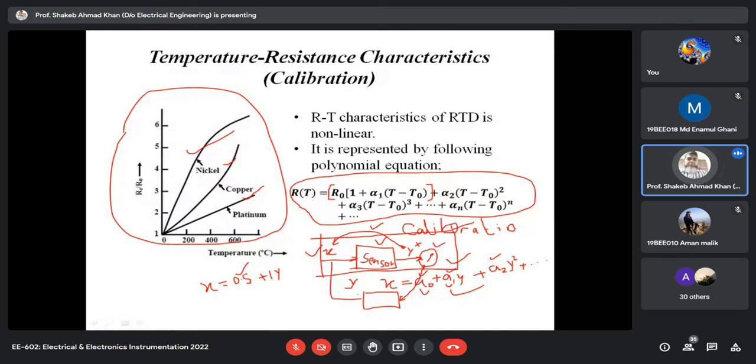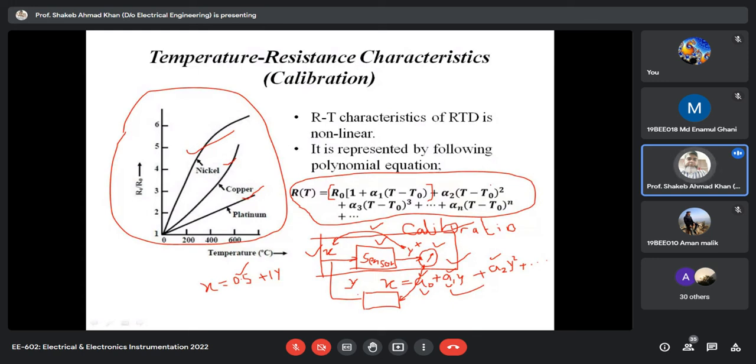So this is R naught 1 plus alpha delta t. That is, we are taking only first two terms and we are neglecting other two terms, the higher order terms. So this is what is calibration, and then the RT curve of the RTD, and how can we represent it mathematically. All these things I discuss.